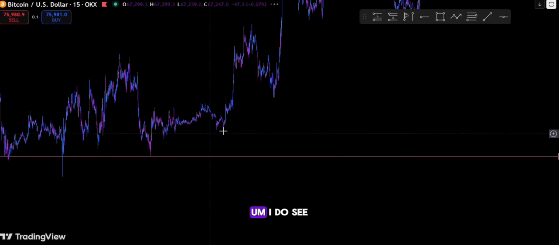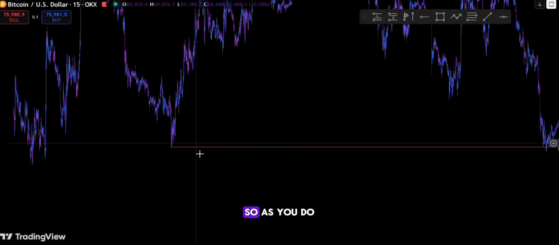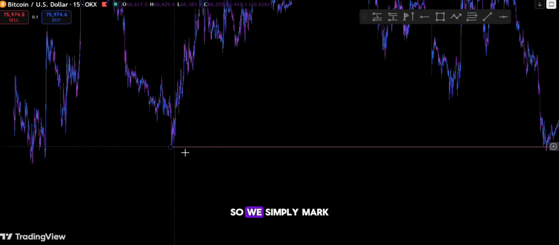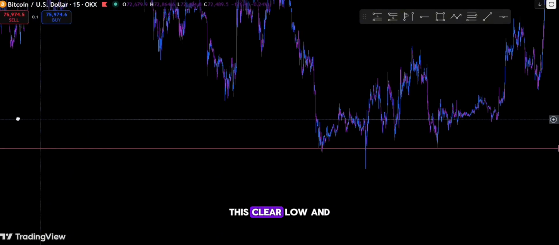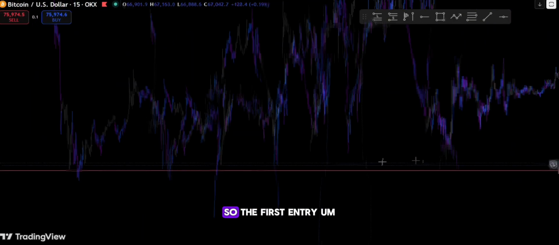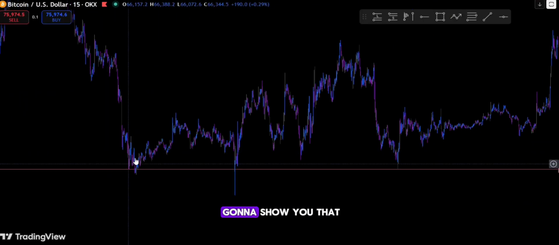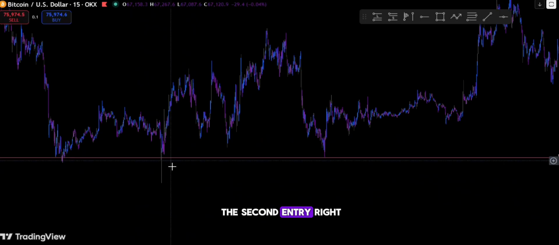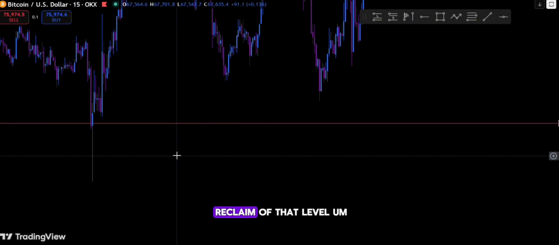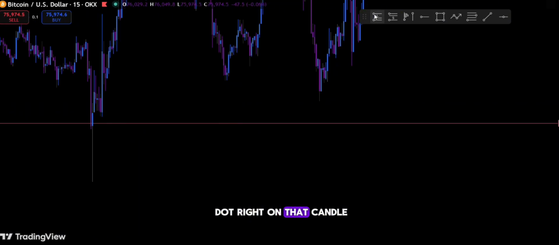All right, I do see a clear example somewhere around here. So as you do see, this is a clear low. All right, so we simply mark this out, right, this clear low, and then wait for the price to come onto that level. So the first entry you got was right here, but I'm not gonna show you that. I'm gonna show you the second entry, right? So this is the second entry, the second sweep and reclaim of that level, and then we got the buy dot right on that candle.